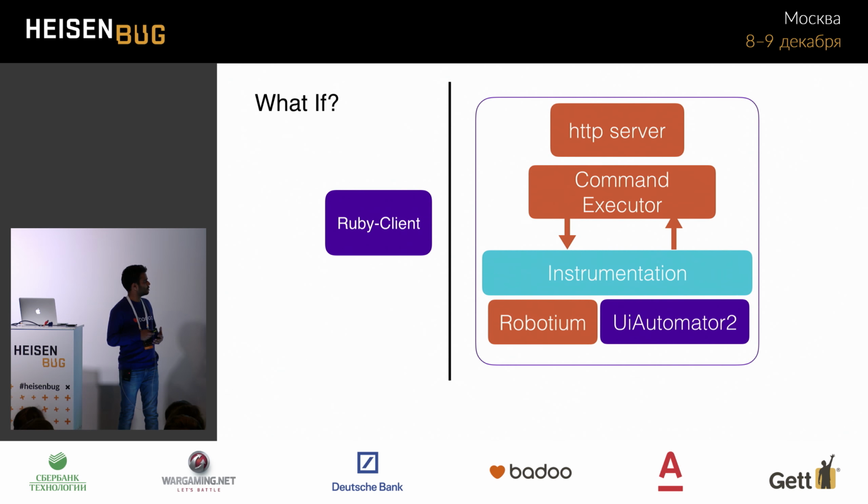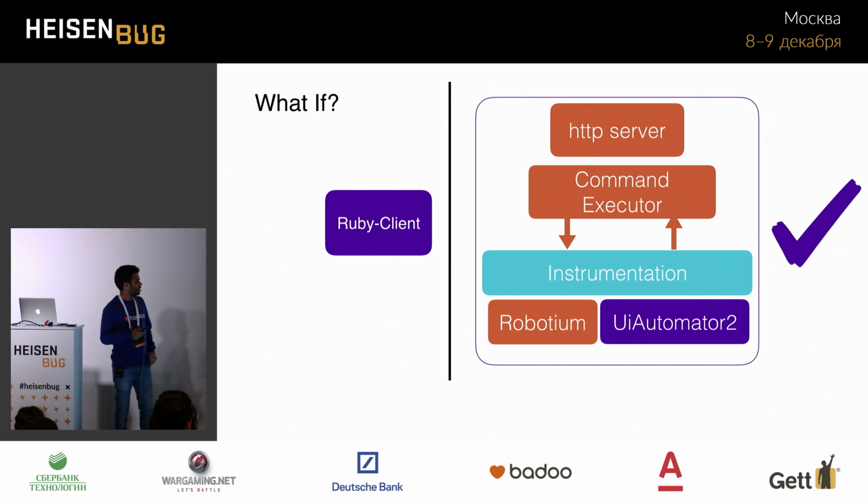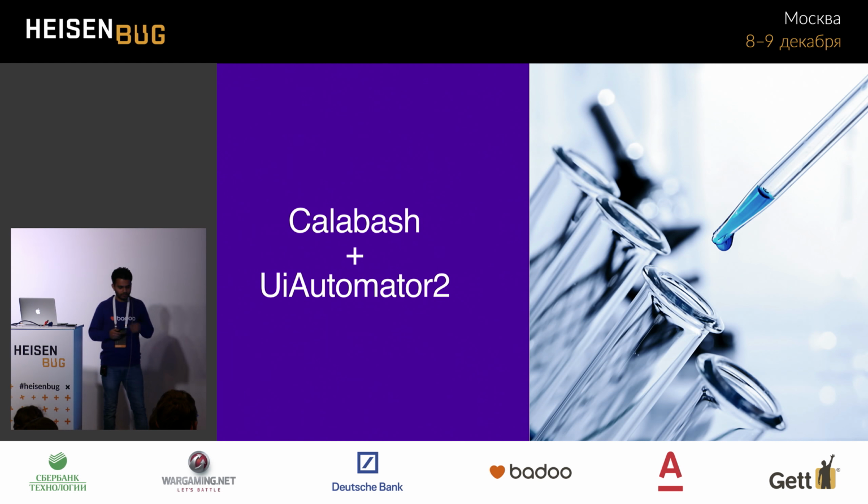So we chose to modify the Calabash server in such a way that we use the same instrumentation info, which is used by Robotium, and we create a UiAutomator instance to drive the cross-app, to automate the cross-app cases. And that's the right way, because we don't need to modify our tests in any way, right? So the next few slides are going to be about how we mixed Calabash with UiAutomator.